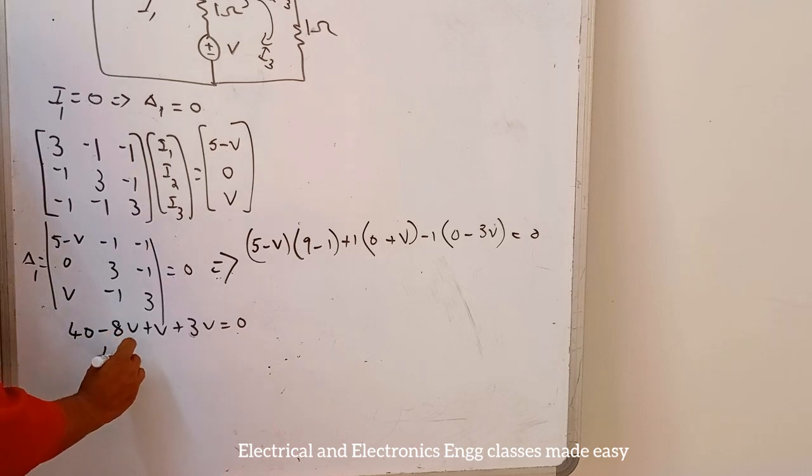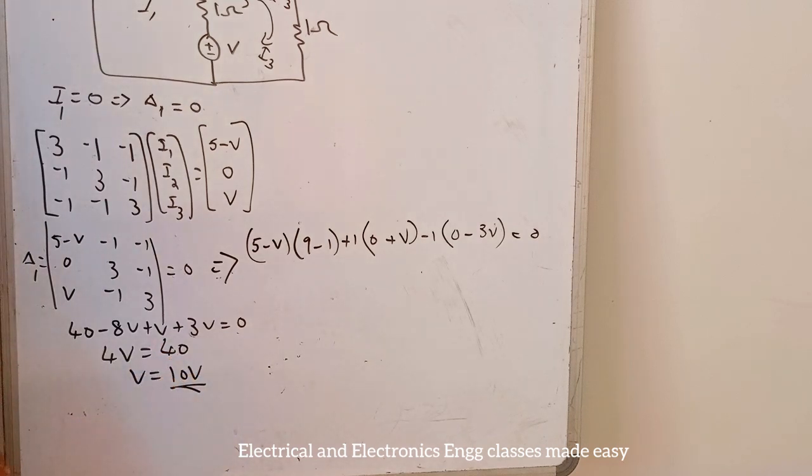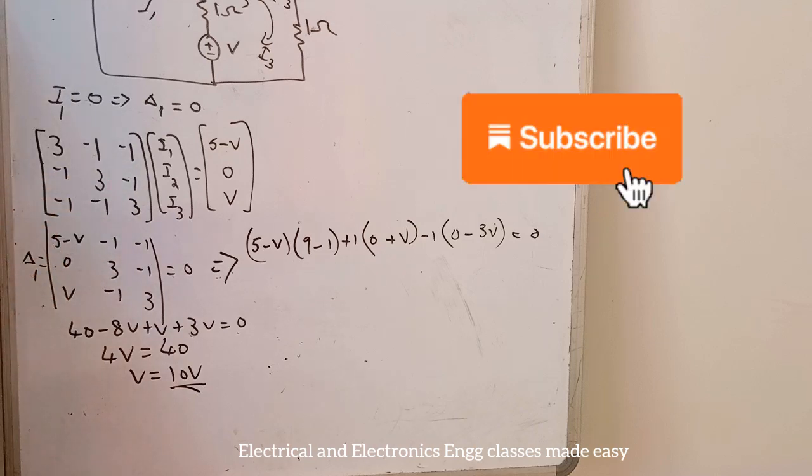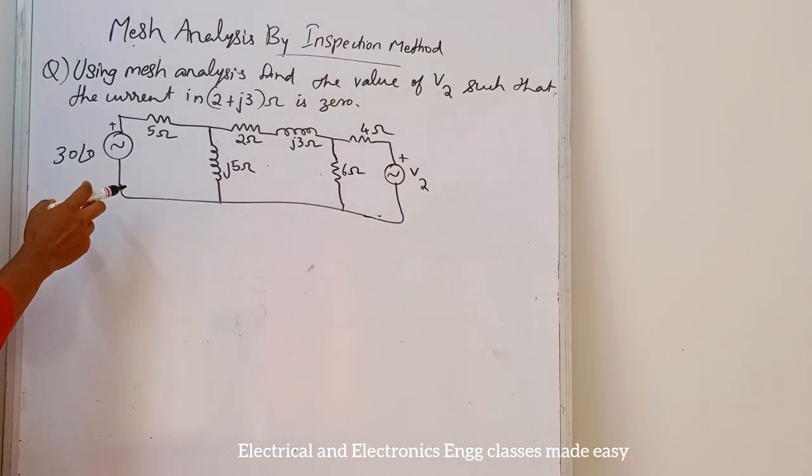That is 4V equal to 40, or we can write V is equal to 40 divided by 4, that is 10 volt. So this is the value of V. So in this way we can do the mesh analysis. So this is inspection method of mesh analysis. Let us do another problem.